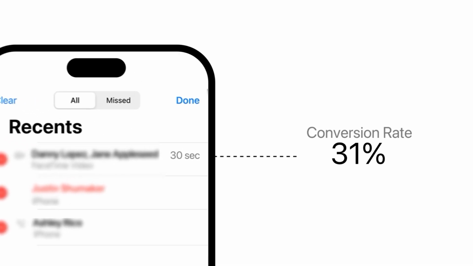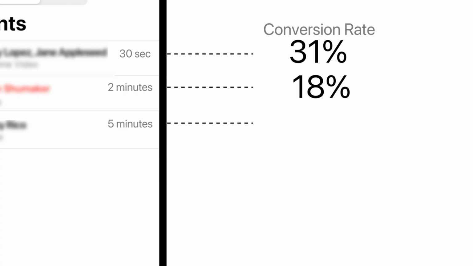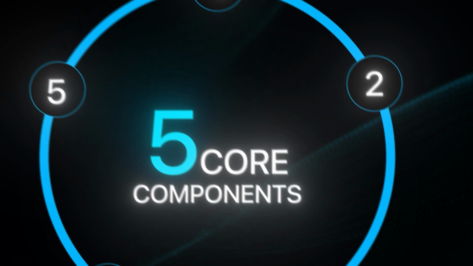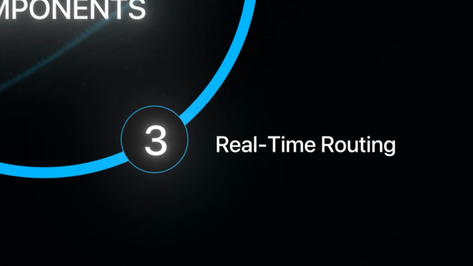Research shows if you answer within 30 seconds, you've got a 31% conversion rate. If the call gets answered after 5 minutes, that drops to 4%. Time kills all deals. That's why component number 3 is real-time routing, and this is where our technology comes in. The basic idea is this. When someone calls our ads, they don't just ring one agent's phone and hope someone picks up.